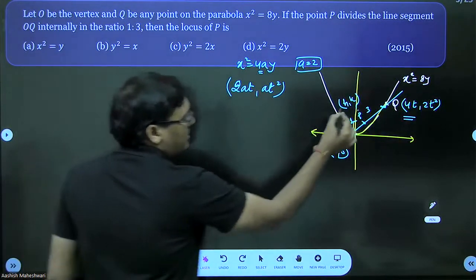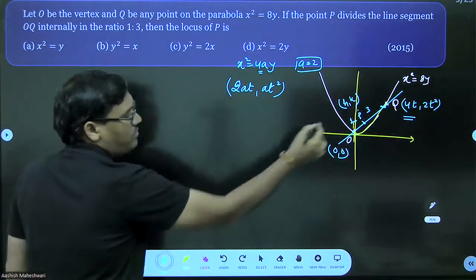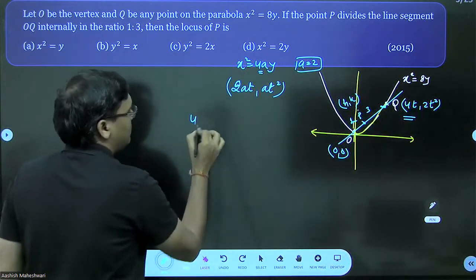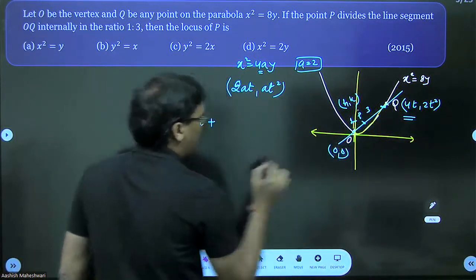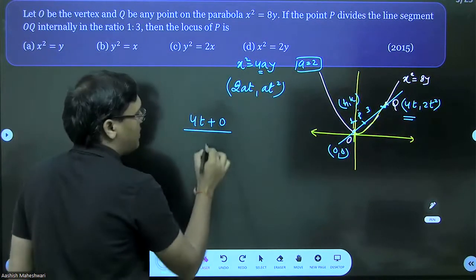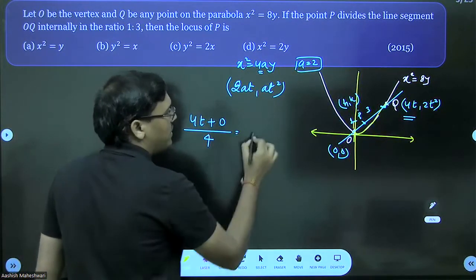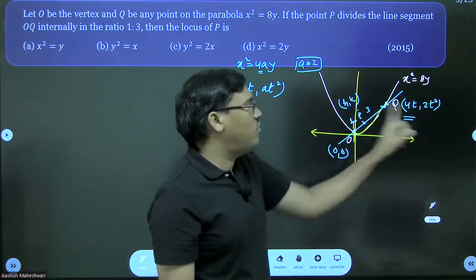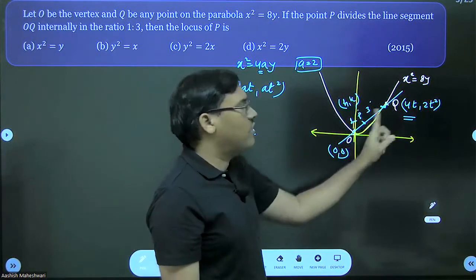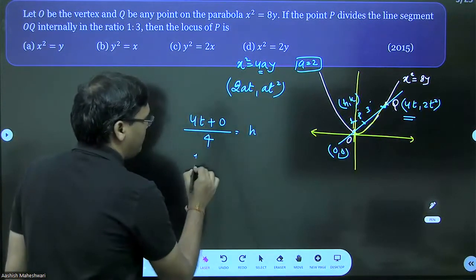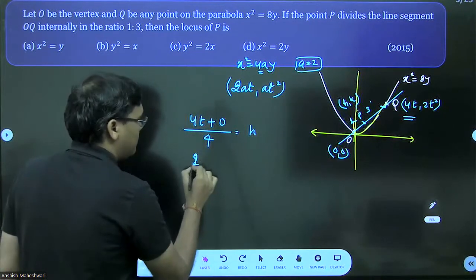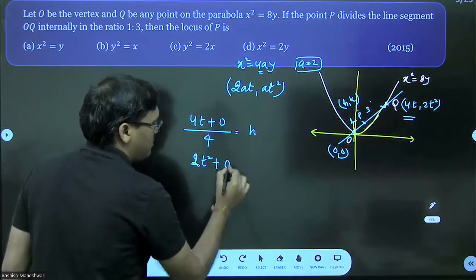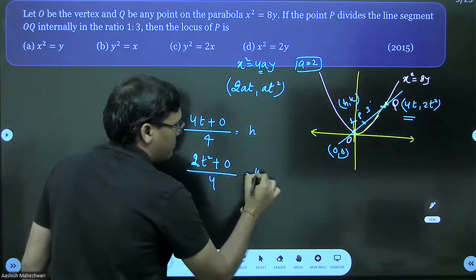So you can see (h, k). This is the point P, and I can find point P using internal division. 1 into 4t plus 3 into 0, upon 3 plus 1, that is 4. This is equal to h. I have written the coordinate of point P using the section formula. Similarly, 1 into 2t² plus 3 into 0, upon 4. This is equal to k.